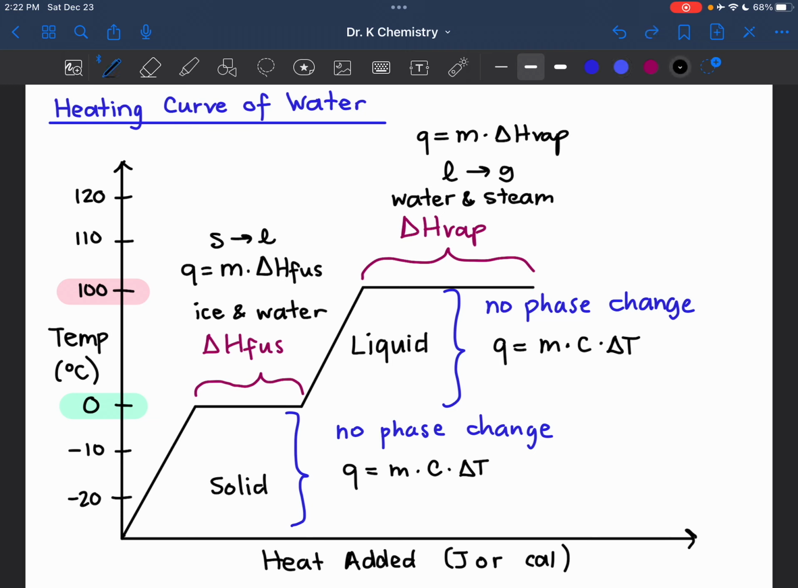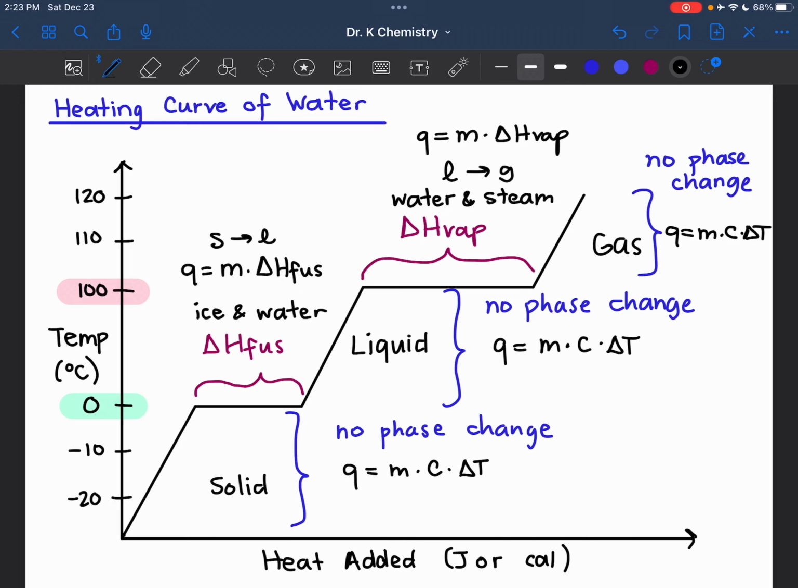Once that process is finished, so when we have completely vaporized the sample and everything is gas, then we're going to be in the gas phase. And if you keep adding heat, you're going to keep increasing the temperature of that gas. So here again, we don't have a phase change. Everything is in the gaseous state. And since there's no phase change, we're going to use that same equation, Q is equal to mc delta T.